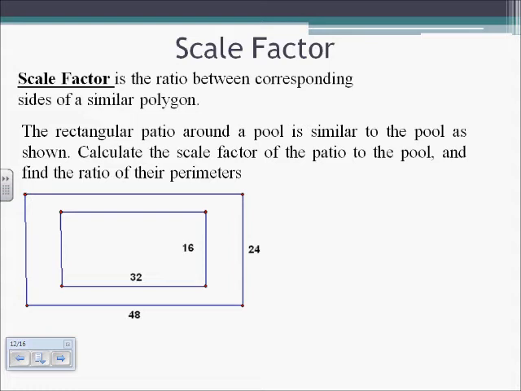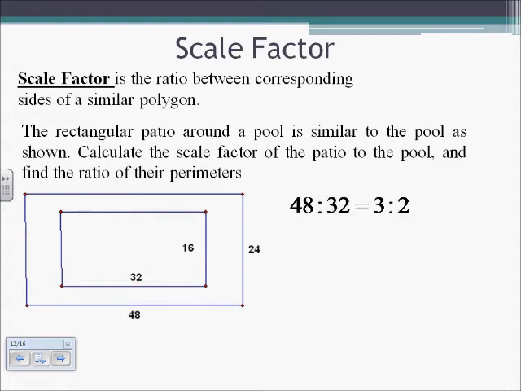So we have both a rectangular pool and a rectangular patio. We can find the perimeters of both of those, then figure out the scale factor from that. So finding perimeter, we know that this side's 32, that means this side's 32. This is 16 and 16. Same thing happens out here, 48, and 24 on both sides here.